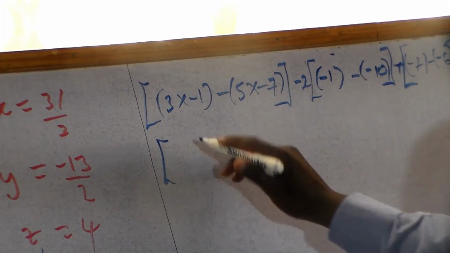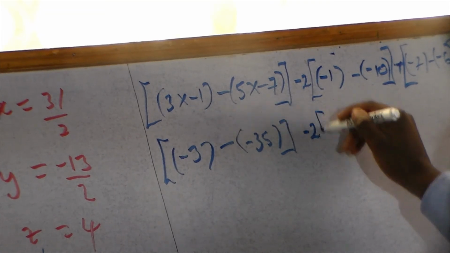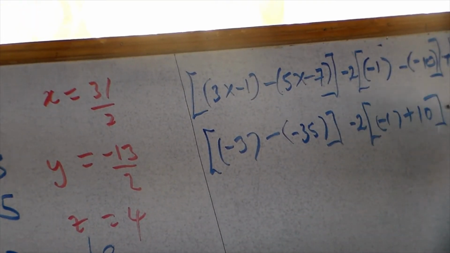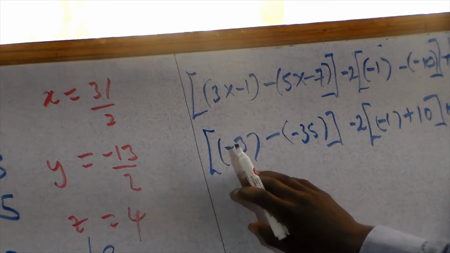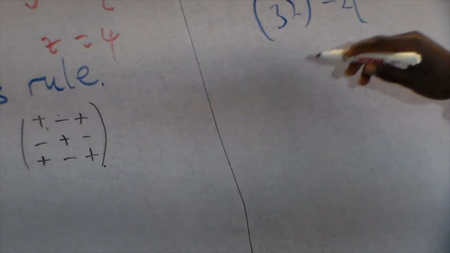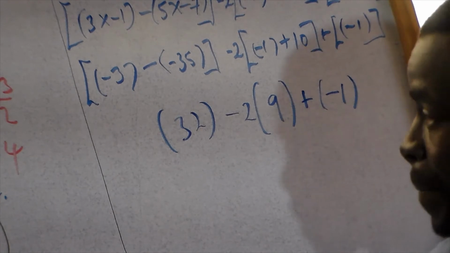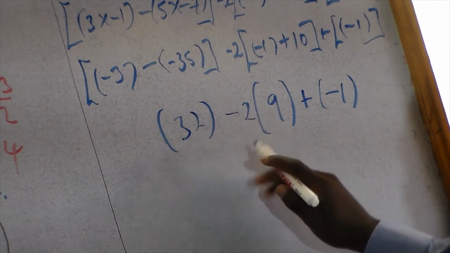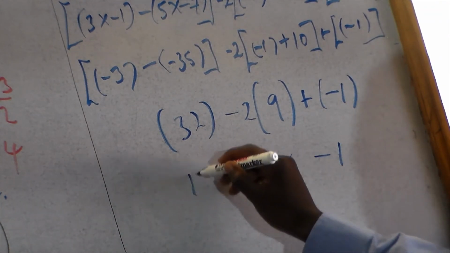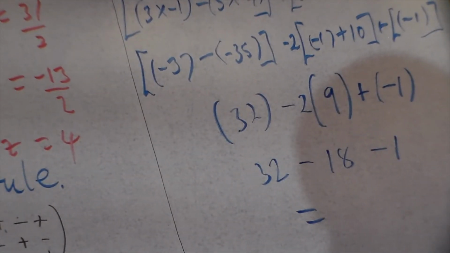Manipulating this, you say minus 3, minus 5 times minus 7, minus 35. Then here I have 2 minus 1 plus 10 plus minus 7 plus 6, which is a negative 1. Minus 3 plus 35, I get a 32 minus 2. Then minus 1 plus 10 is a 9, then plus a negative 1. So now I'm going to say 2 times minus 18 minus 1, then 32 minus 19.